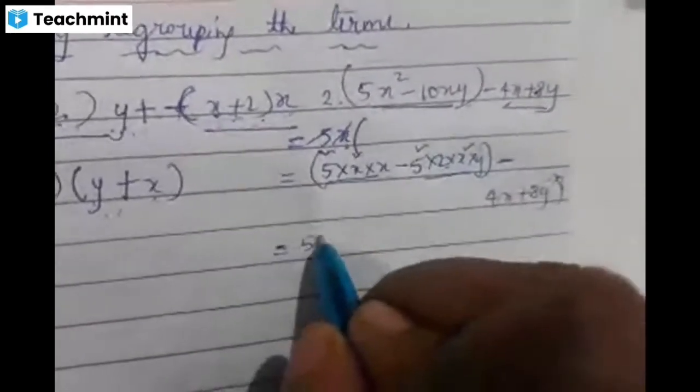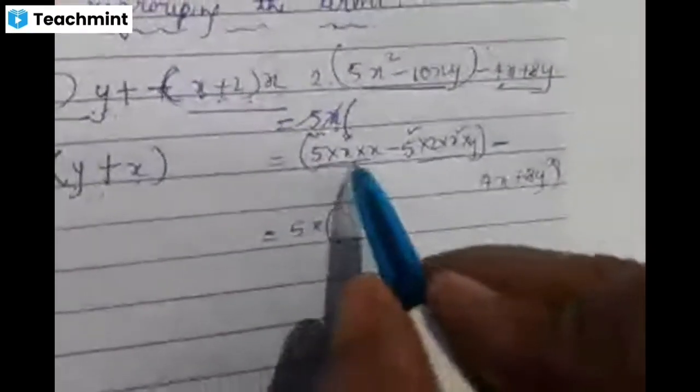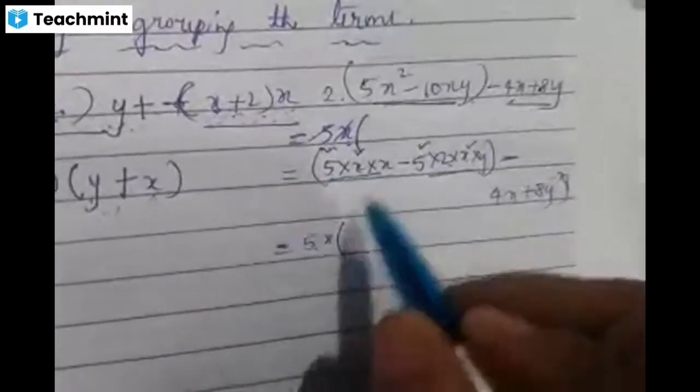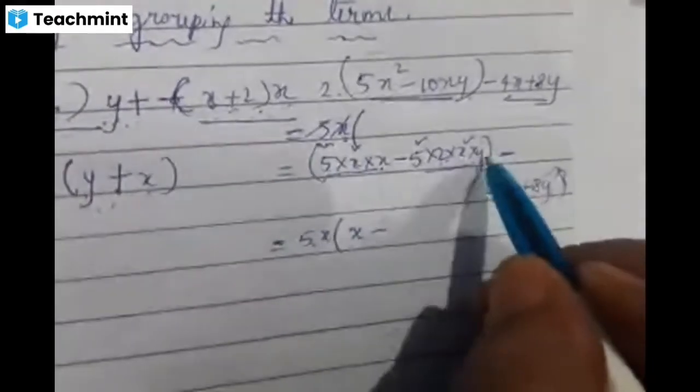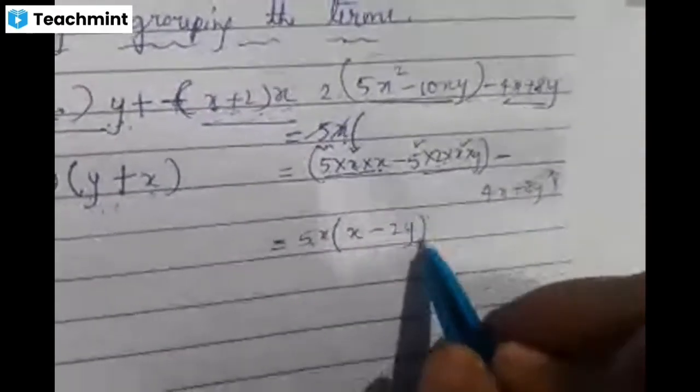So, I take 5x outside. Inside the bracket, if 5x is kept outside, what is left here? X is left. Minus, 5x is kept outside, so 2 into y is left. That 2 into y I'll write here. Minus 4x plus 8y.